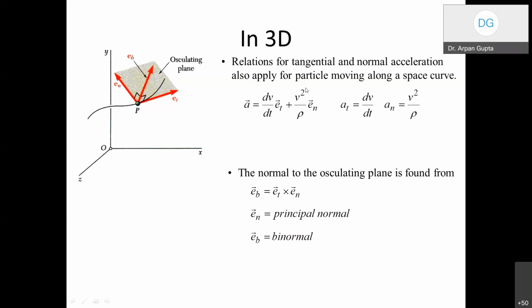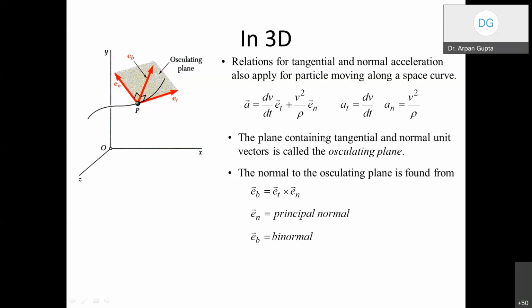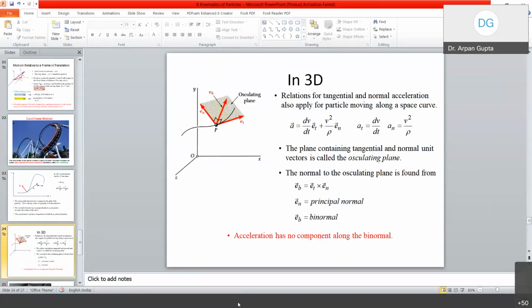And so our acceleration is again given by the same relationship. Your tangential acceleration is dv by dt. The normal acceleration is v square by rho. And there is a third axis which is called the binormal direction, and in that direction you will not have any motion. So acceleration has no component along the binormal direction. So it is again quite similar to the 2D case. So let us take a simple example.